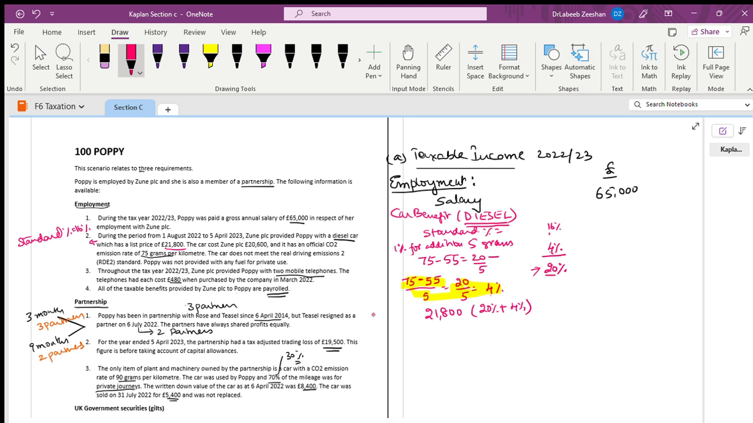Mr. Labib, again, I did not understand the highlighted one in yellow. Why do we do 20, then again 4%? Why do we need the 4%? You see the rules, okay? Yeah.